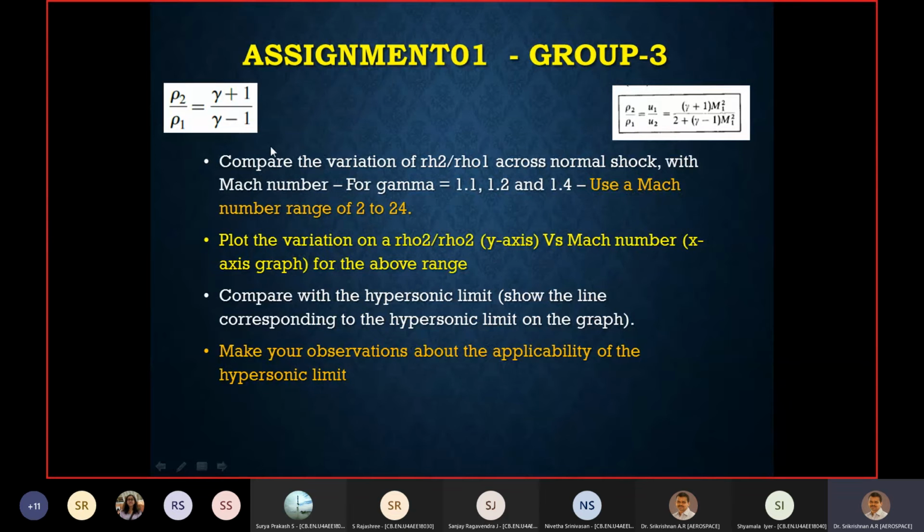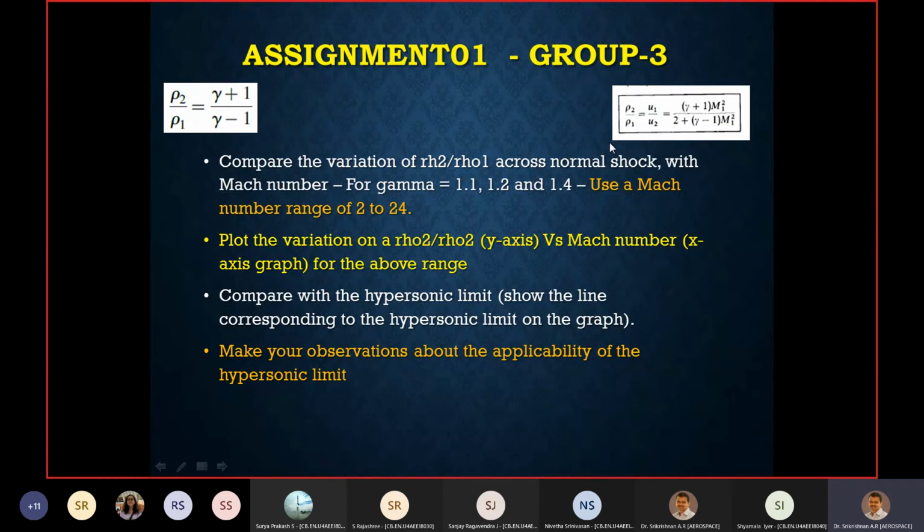On the left hand side you have the hypersonic limit, which we derived for oblique shocks. It's similarly applicable for normal shocks also. On the right hand side we have the general relation for rho 2 by rho 1, which can be used for any Mach numbers. So I want you to do a similar comparison of rho 2 by rho 1 across a normal shock for 3 values of gamma: 1.1, 1.2, 1.4.